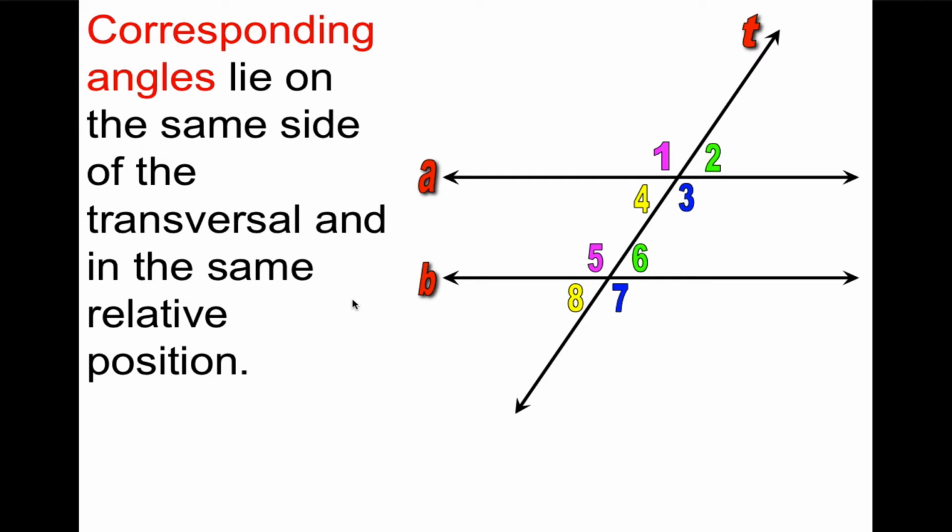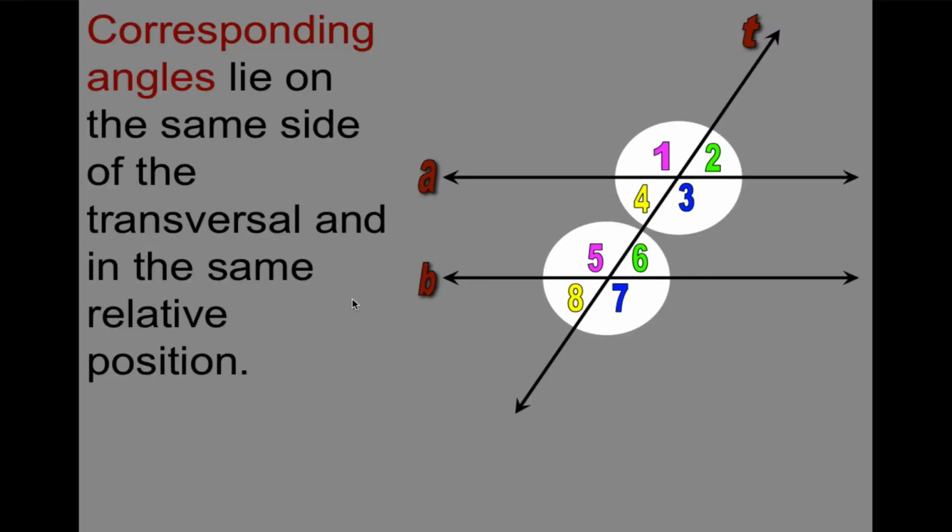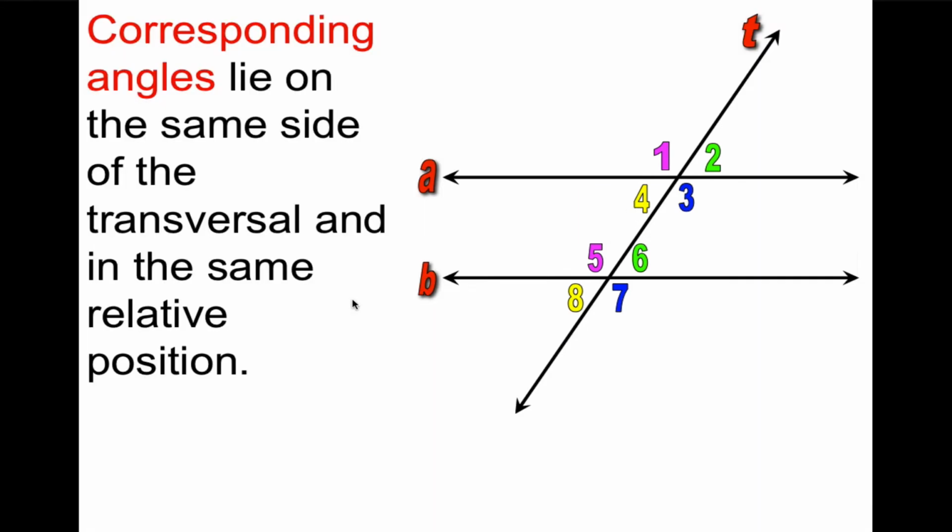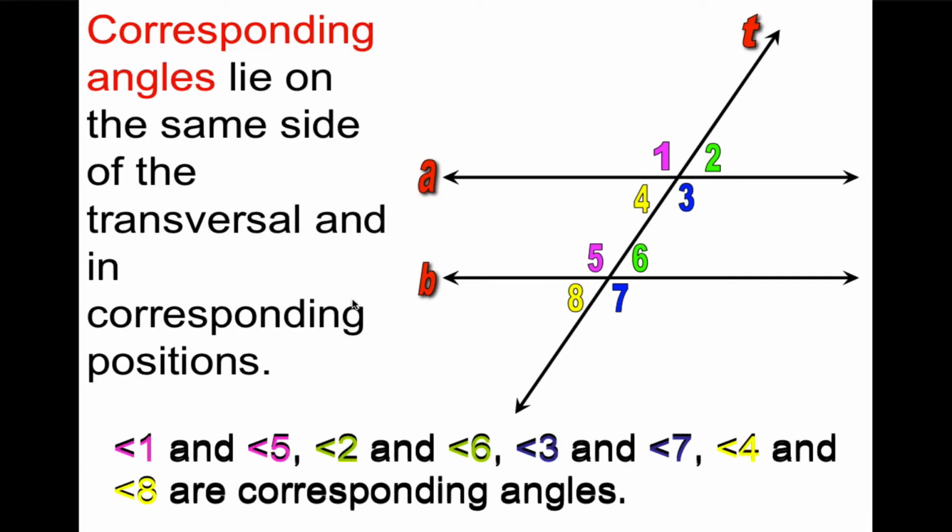Those are called corresponding angles because they're in the same relative position of their grouping of angles, right? We have one grouping of angles on top right here, and then another grouping of angles on the bottom down here, and the ones that are matching are in the same relative position of their group. So angle 1 and angle 5, angle 2 and angle 6, angle 3 and angle 7, angle 4 and angle 8 are corresponding angles. All right, moving on.